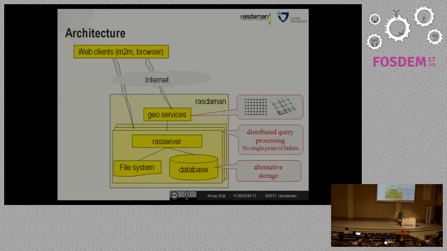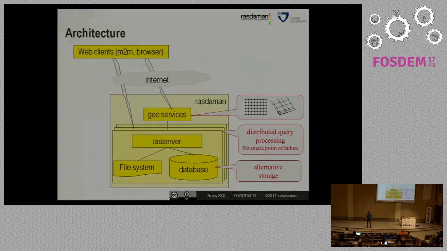Okay, the architecture is like that. So we have a central workhorse, which is the rasdaman server process, that can put its pixels into a database. This is how we historically started. So it can be PostgreSQL, for example, or any other relational database. At some time, people also wanted to have a version without the database underneath.